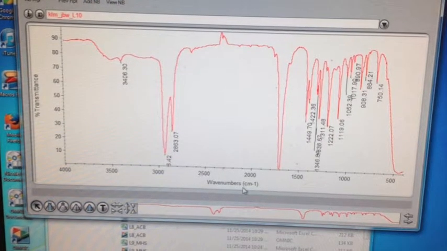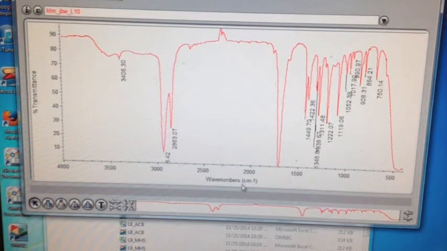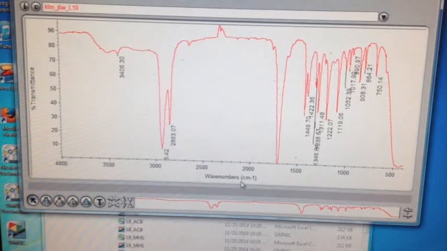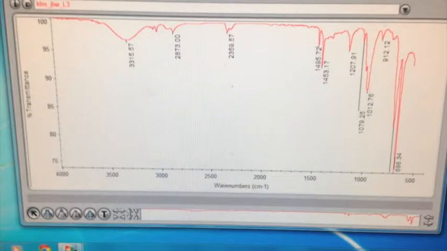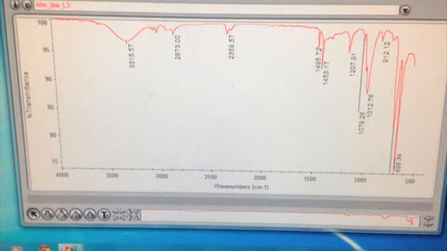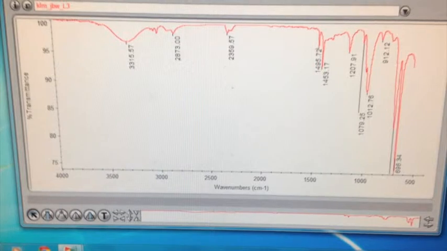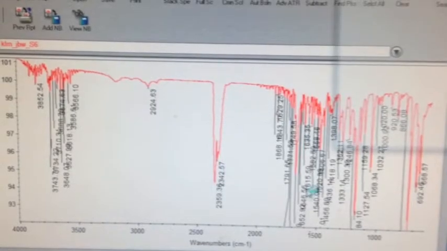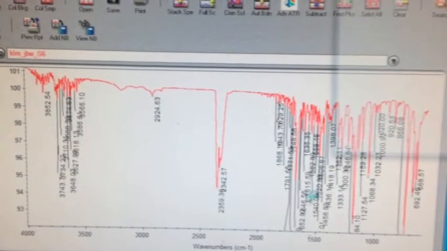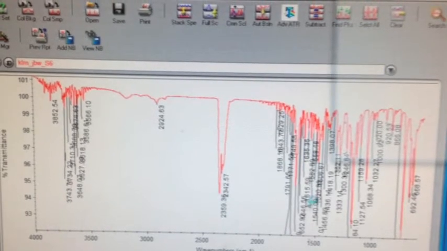The spectrum observed is shown for the first unknown, liquid 10. It can be compared to the typical spectrum for cyclohexanone as follows. This is the IR spectrum that was observed for liquid 3. After comparing it to the typical spectrum as follows, it is thought to be benzyl alcohol. This is the IR spectrum that was observed for solid 6. After comparing it to the typical spectrum as follows, the unknown is thought to be benzanilide.